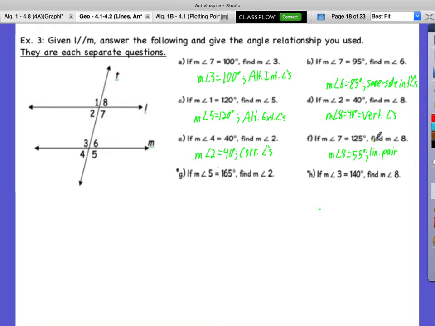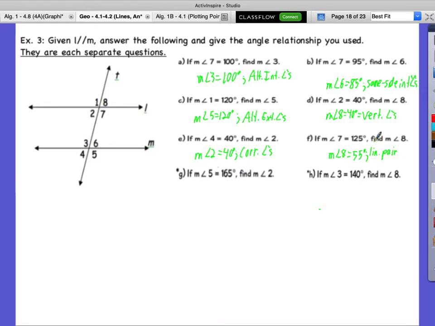Okay, G and H. These have asterisks next to them, don't they? Okay, there's a reason for that. Because these, you have to go 2 steps to get there. If you look at angle 5 and angle 2, there is no relation that gets you right there. So you have to go through another angle first to get there, okay?